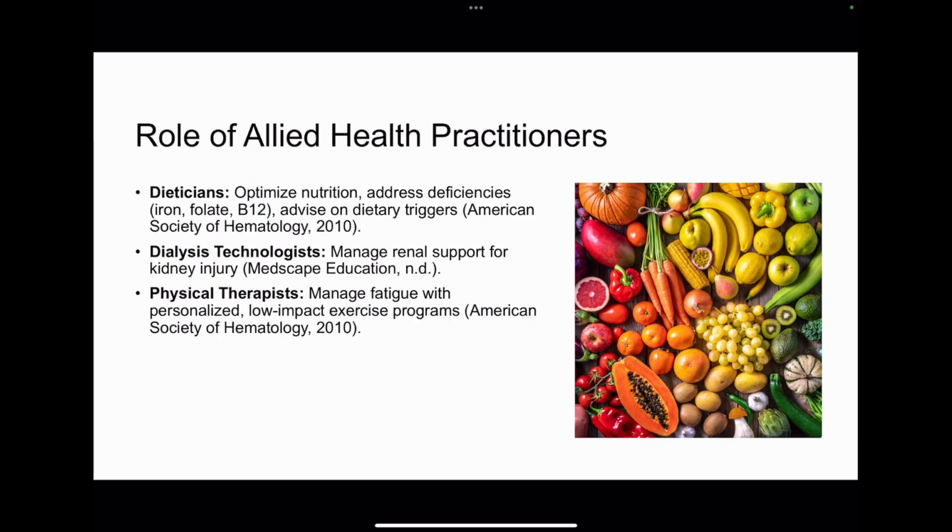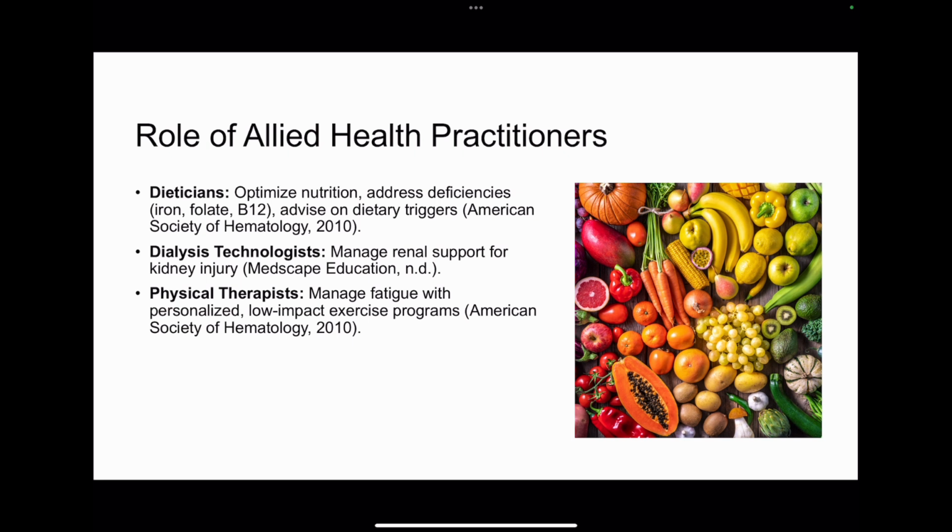All right, so the role of the allied health practitioners: they play a crucial role in the quality of life of these patients with hemolytic anemia. So dietitians help optimize nutrition by addressing deficiencies in iron, folate, and B12, and advising on dietary triggers such as fava beans in those G6PD deficiency patients.